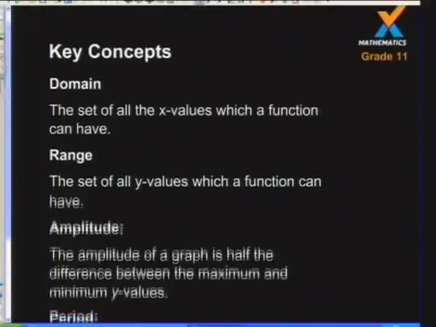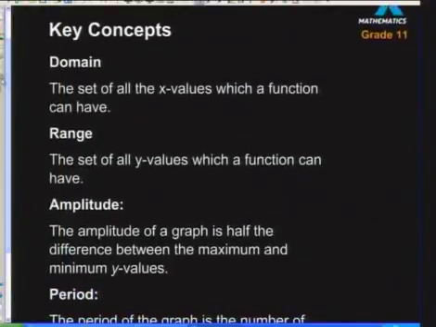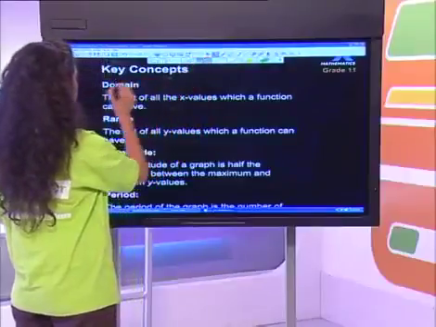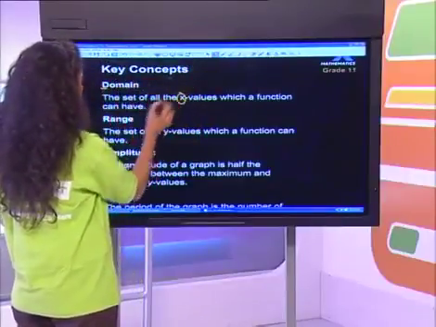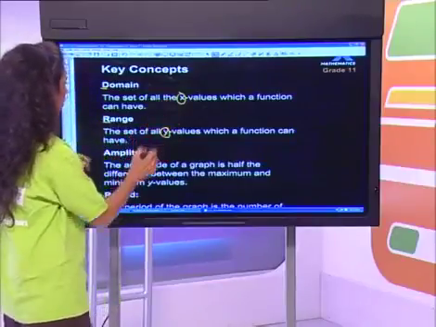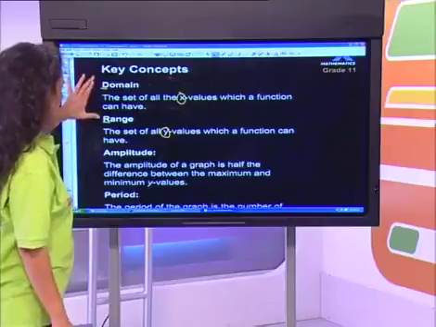What are the key concepts? You've heard these words before, so just to revise them, domain is the set of all the x values which a function can have. And in terms of trigonometry, we're looking at how many degrees a function can take on. The range is a set of all y values which a function can have. So domain is the x, and if you remember that domain starts with a D, and that stands for our x values. Range starts with an R, and that's for our y values. So x, y, domain, range, so that you don't get those two words mixed up.